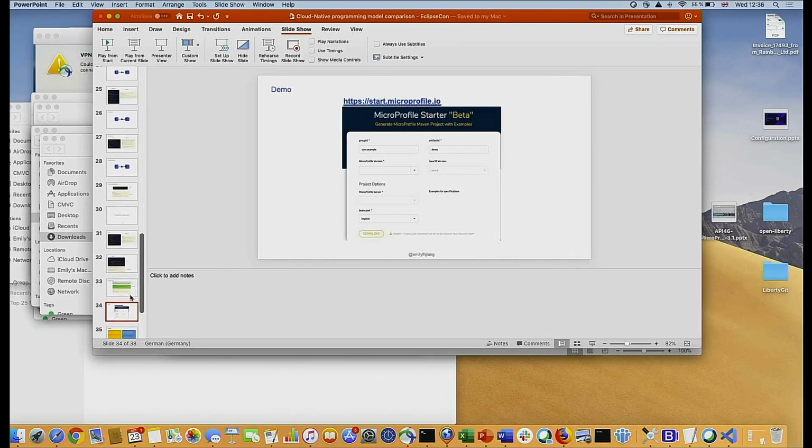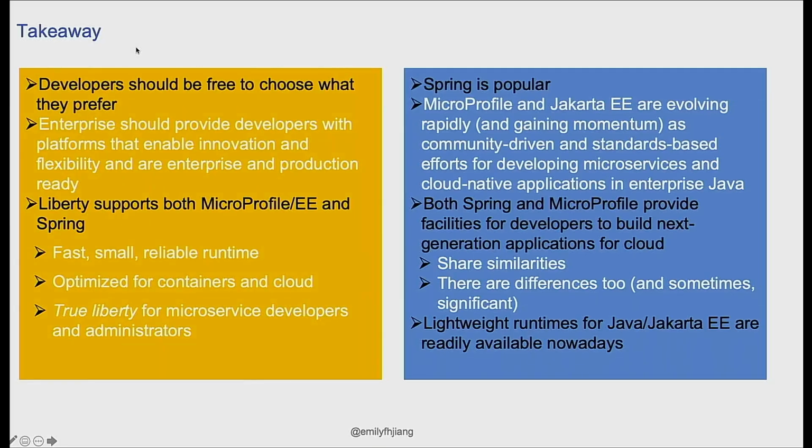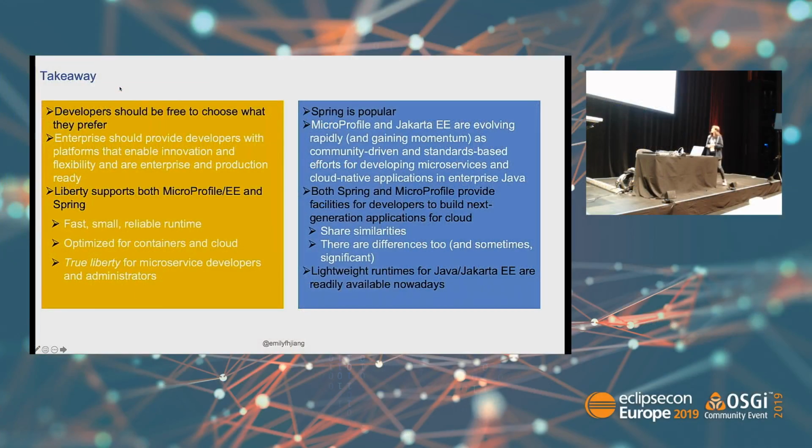So let's go back. Basically, I want to go back to say a kind of takeaway. You're free to choose whatever programming model you want, whatever you find more productive. For a Java EE background, I think you can feel free to choose MicroProfile. It's a programming model closer to you rather than going to Spring. However, if you are a Spring developer and you want to take a look at MicroProfile, just feel free. A lot of runtimes support both Spring and MicroProfile. And Spring is more popular.